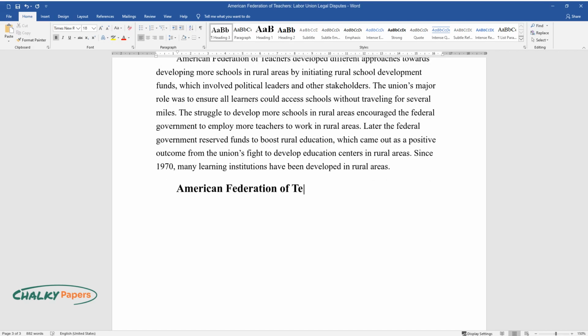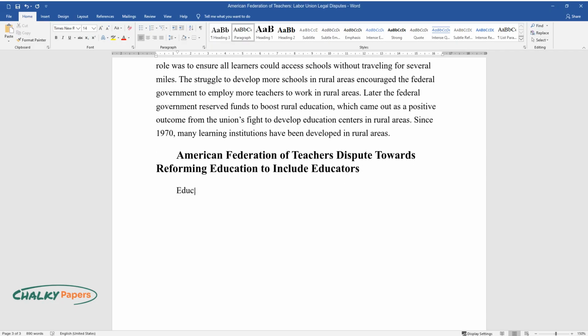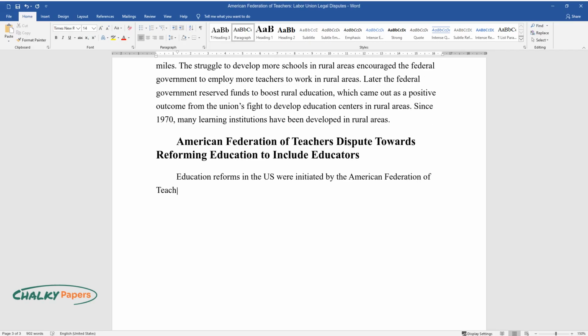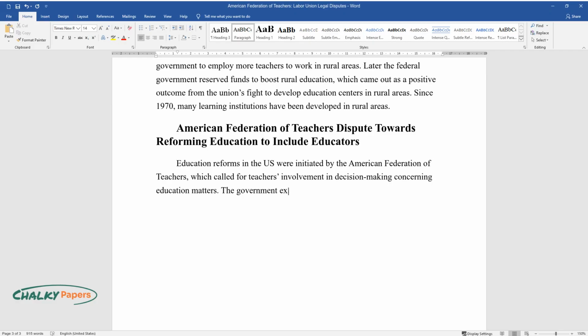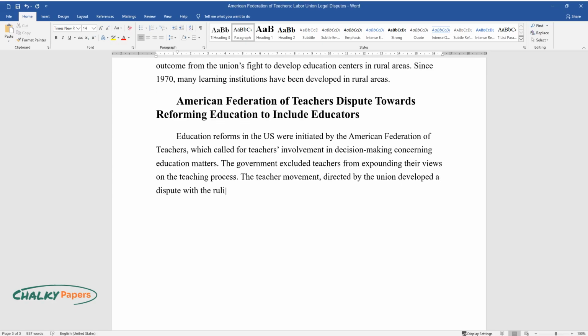American Federation of Teachers dispute towards reforming education to include educators. Education reforms in the U.S. were initiated by the American Federation of Teachers, which called for teachers' involvement in decision-making concerning education matters. The government excluded teachers from expounding their views on the teaching process. The teacher movement, directed by the union, developed a dispute with the ruling government in 1980.